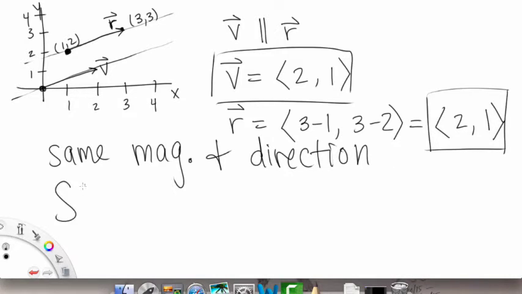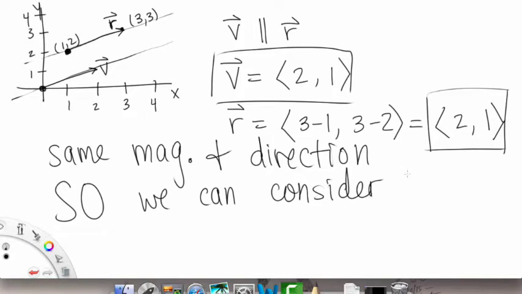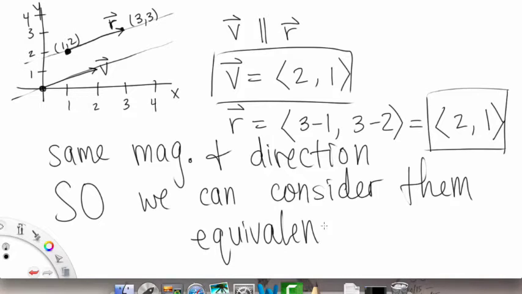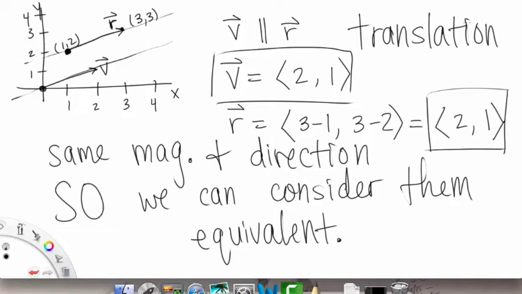So here's our conclusion. We can consider them equivalent, okay? Equivalent. And the big takeaway from this, why this is so important, is that what we can do is actually what's called translate them. So I'll just put translation.